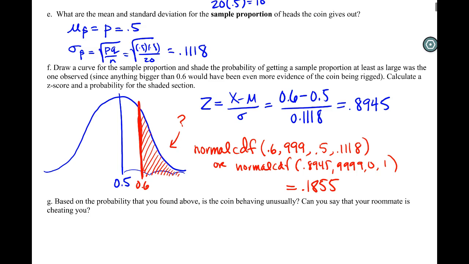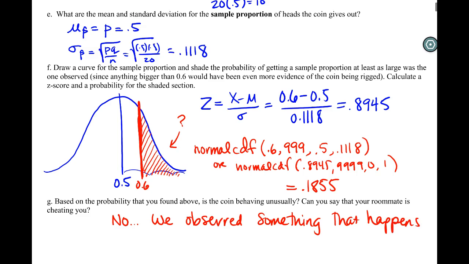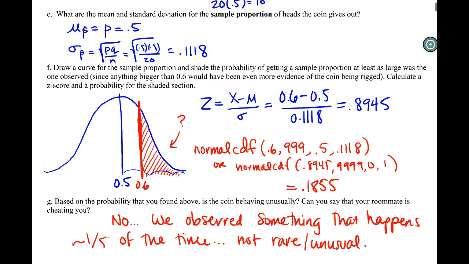Unfortunately, we can't say the coin is behaving unusually. We observe something that'll happen 1/5 of the time. So what we had was something that wasn't very rare or unusual. So it doesn't seem like the coin is behaving differently than a regular coin would.